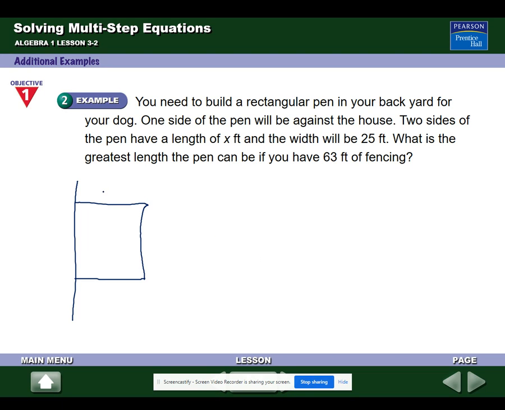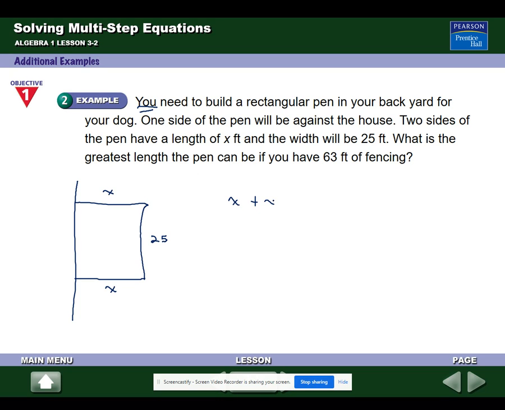So anyway, they said that 2 sides are x, so that would be like this, and then the one side that we do know is going to be 25, because that's how you're going to go out and do your dog pen. By the way, it did say you. So that's what you want. I don't know how wide this dog pen is going to be, but it's got to have a length of 25.